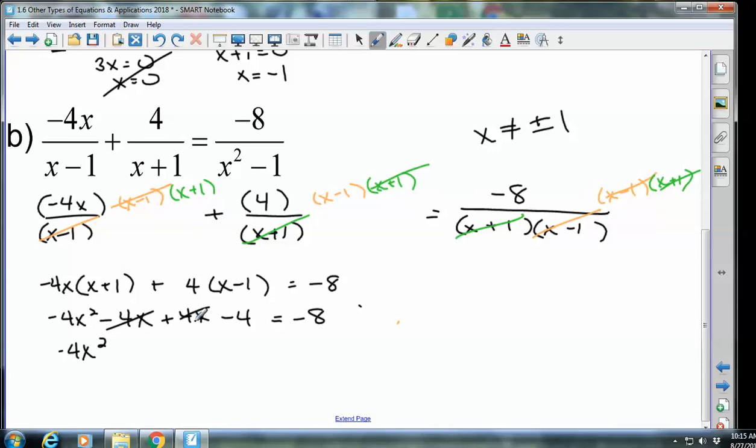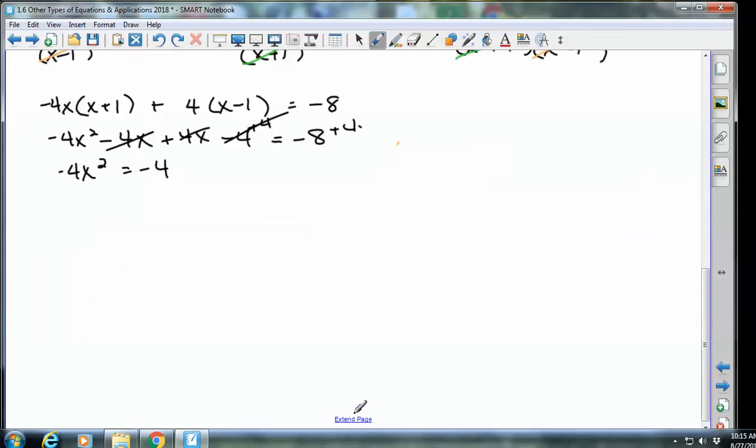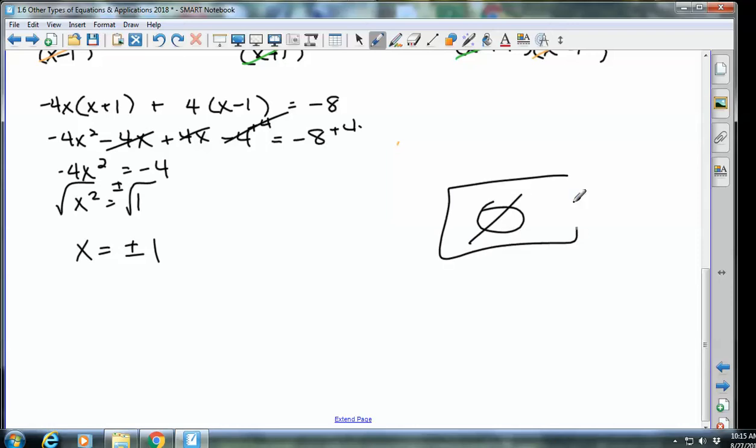So what did you guys do? Did you set it equal to 0 or did you move the constants to the other side? Okay, Quentin, you set yours to 0. I'm going to do what you did then. So then you can divide by negative 4, so x squared equals 1. So if you add a square root and a plus or minus, you get x to be plus and minus 1. Can't happen.